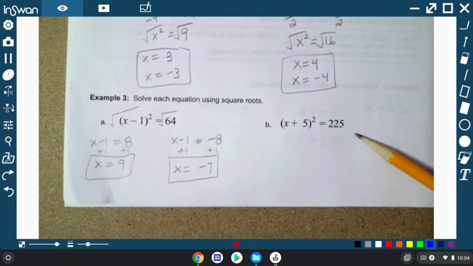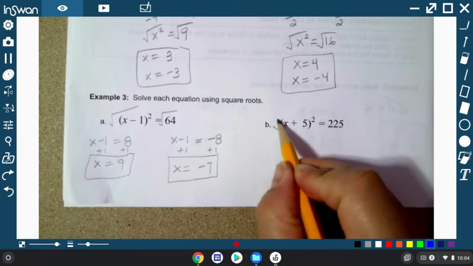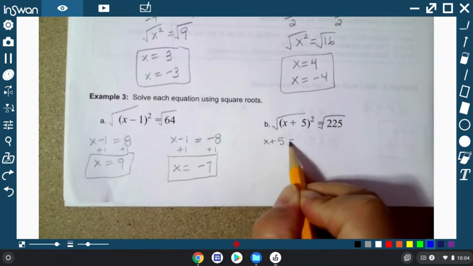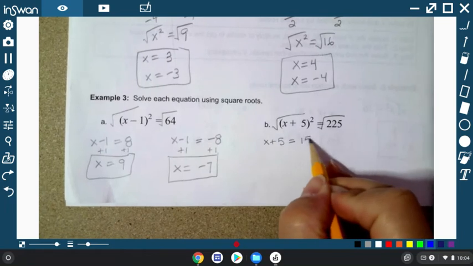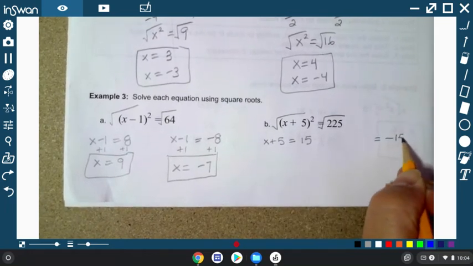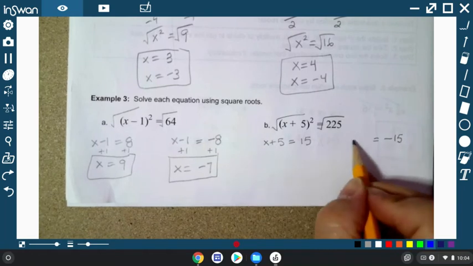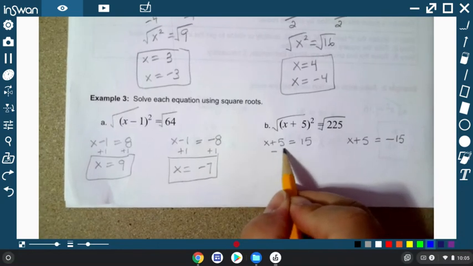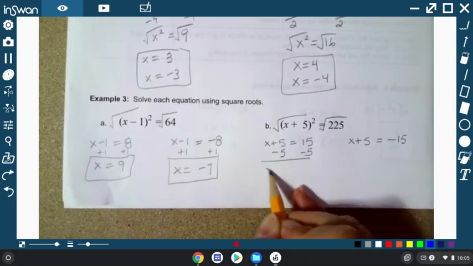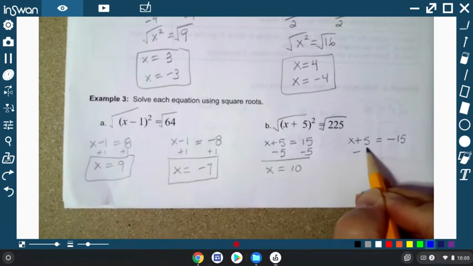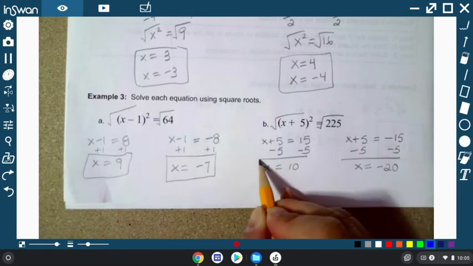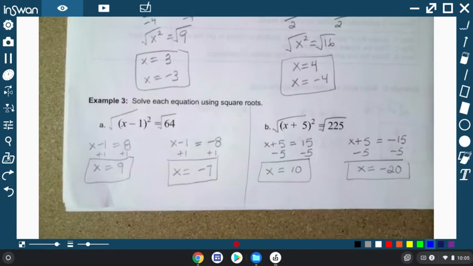All right, pause the video, try this first, and then replay just to check your answers, okay? All right, I hope you tried it. I'm going to square root first, so I have x plus 5 stays the same, and 225 is 15 or negative 15. I always like to write that first, so I don't forget there are 2 possible answers. Inside stays the same. Now finish solving. Subtract to undo the plus. X equals 10. Subtract here. X equals negative 20. So those are my 2 solutions for problem B.